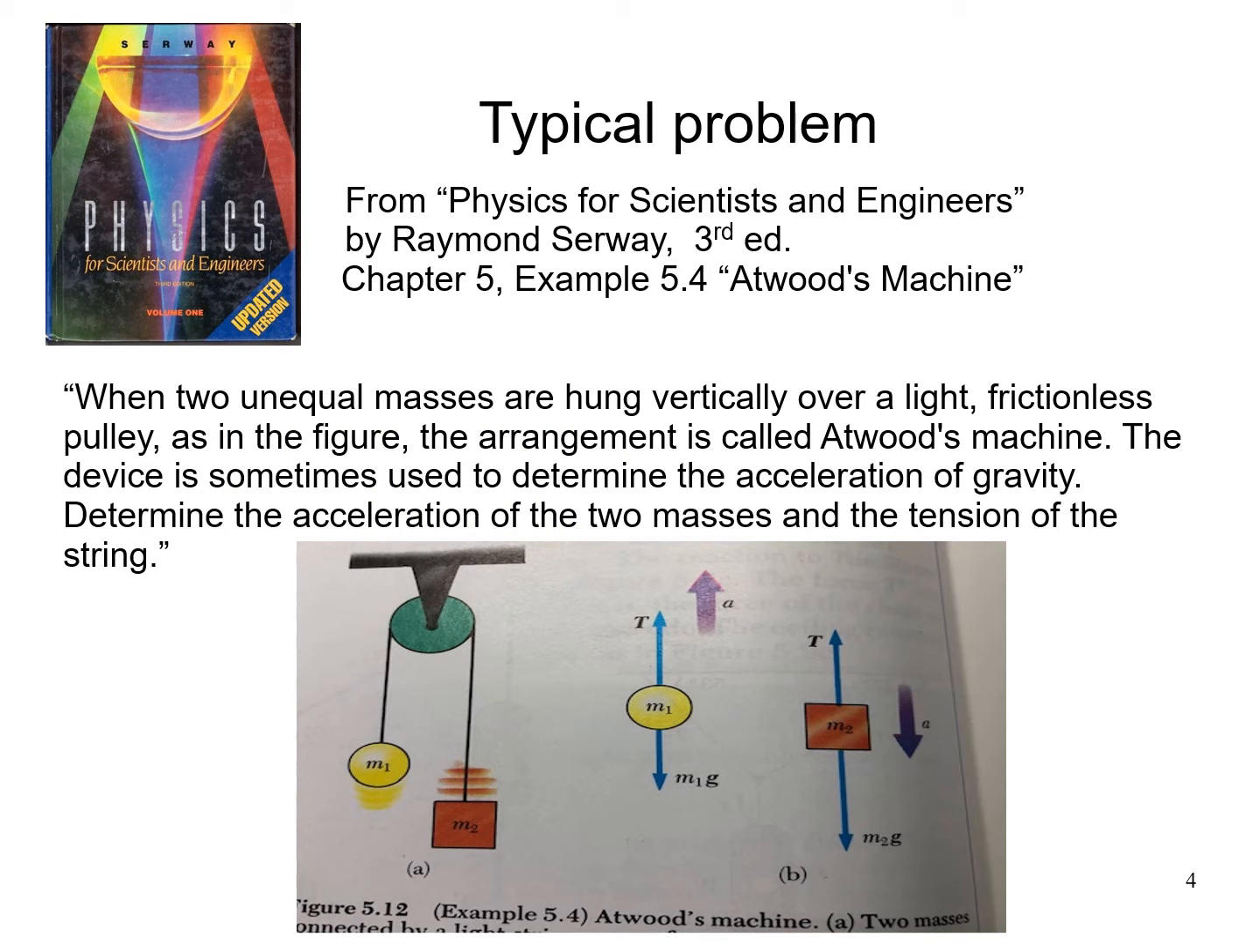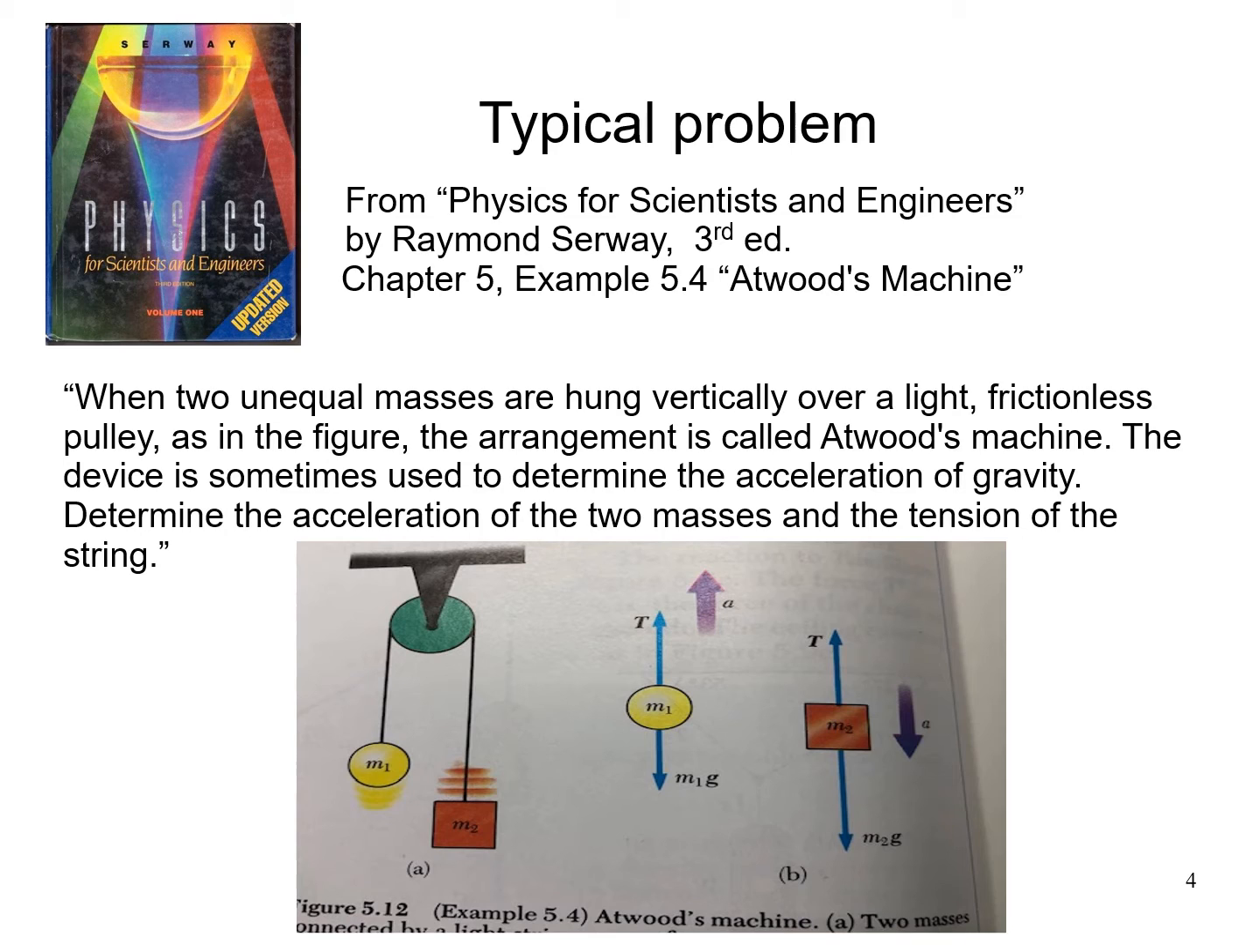Okay, so let's get into the problem. I've taken this problem verbatim from one of my favorite texts, Physics for Scientists and Engineers by Raymond Serway. I've had this text for more than 25 years and continue to find it insightful. The problem is taken from chapter 5 in the 3rd edition. It is example 5.4, called Atwood's machine.